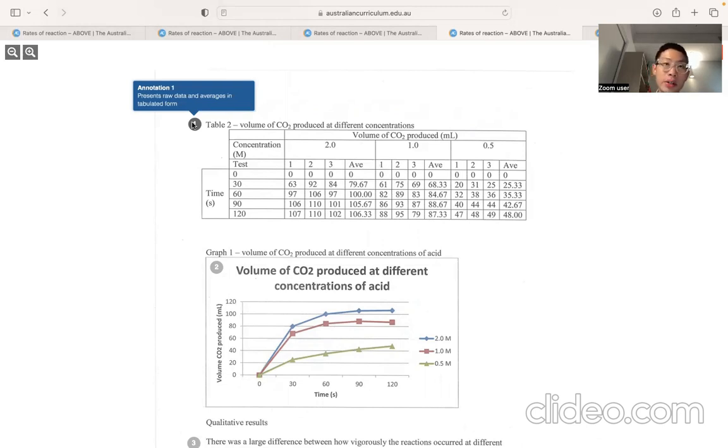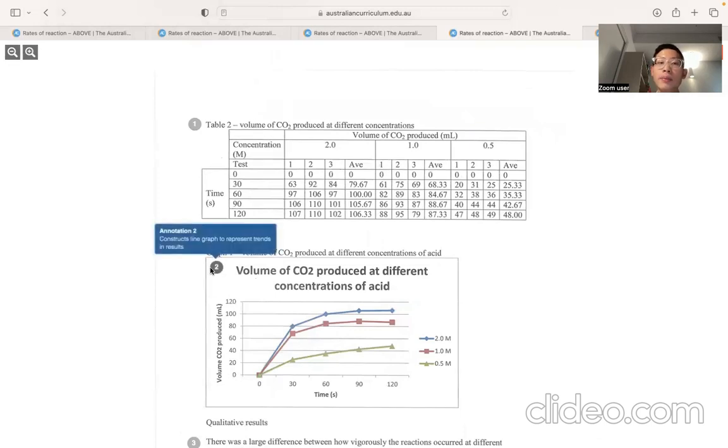And it is very good that this student has also graphed what was given in the table, that he or she has constructed a line graph to represent trends in the results. Statistics is a very important part of chemistry experiments, as we can see here in the various colors, how each concentration of acid has different volumes of carbon dioxide produced. And the highest concentration has the largest volume of carbon dioxide.